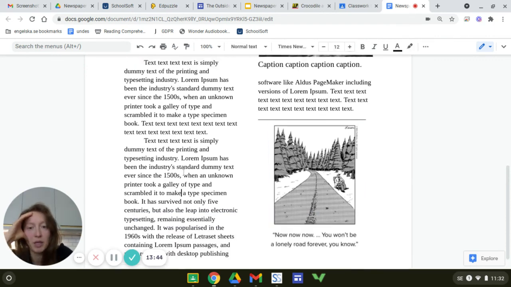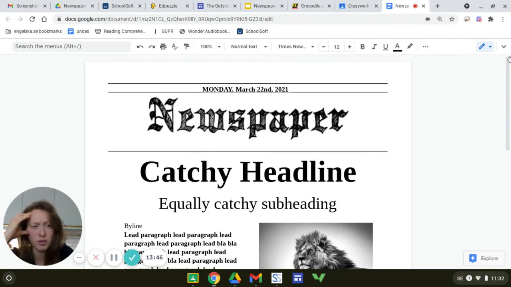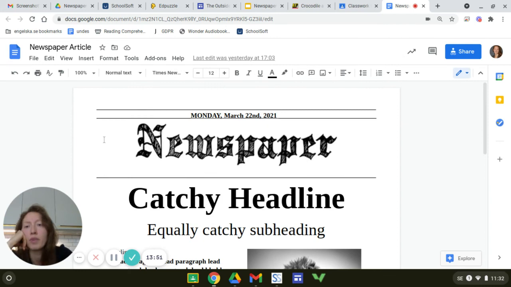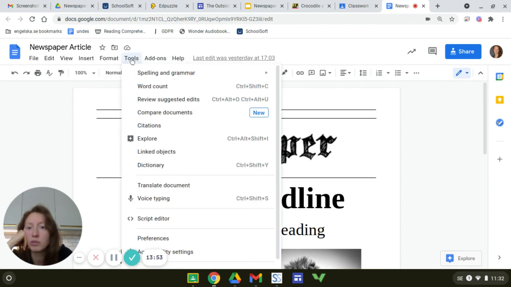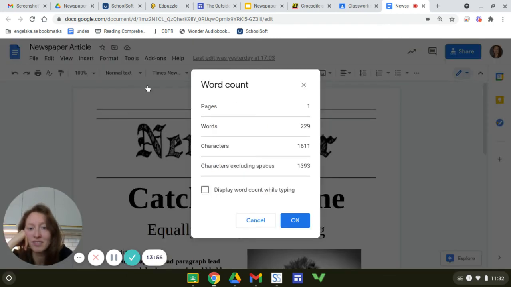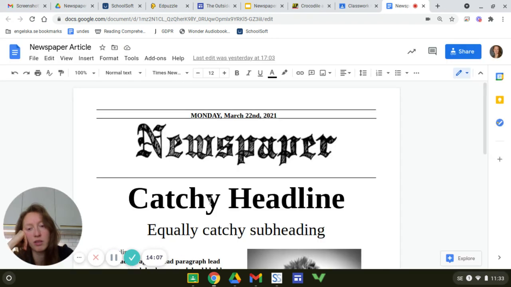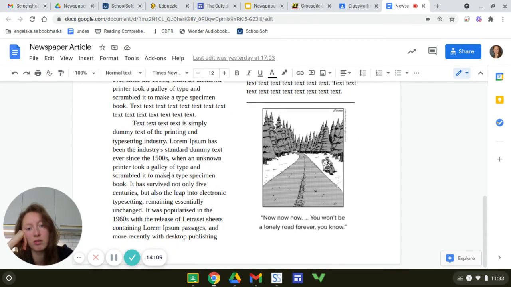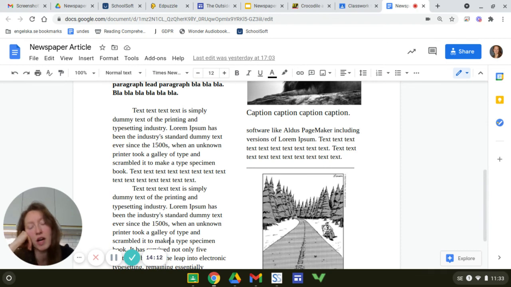All right, if you're curious about how many words you have, I'm pretty sure word count is under tools. Let me check. Tools. Word count. Yeah. Okay. Mine has 229 words. Fake words. So, yeah, I guess this is approximately how long it should be. Your article will be approximately this long. Because it's 150 to 200 words. It's fine if it's longer. Just don't let it be shorter than 150. Because that's too short.